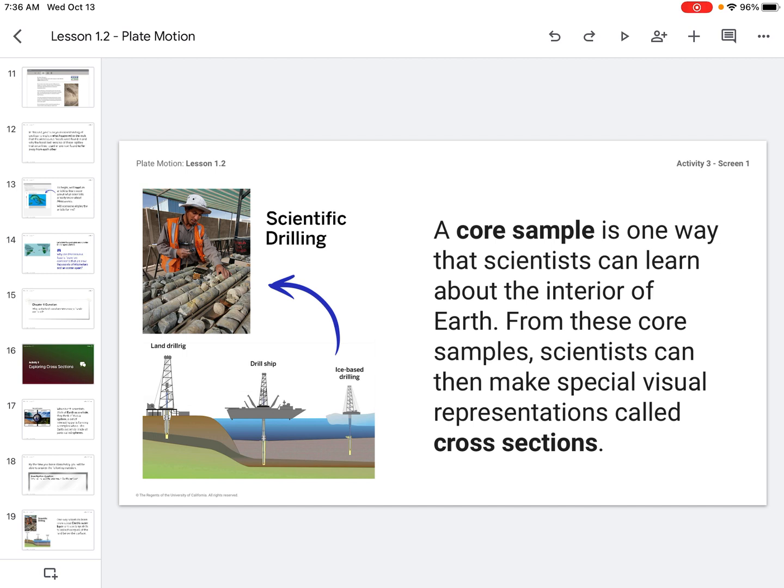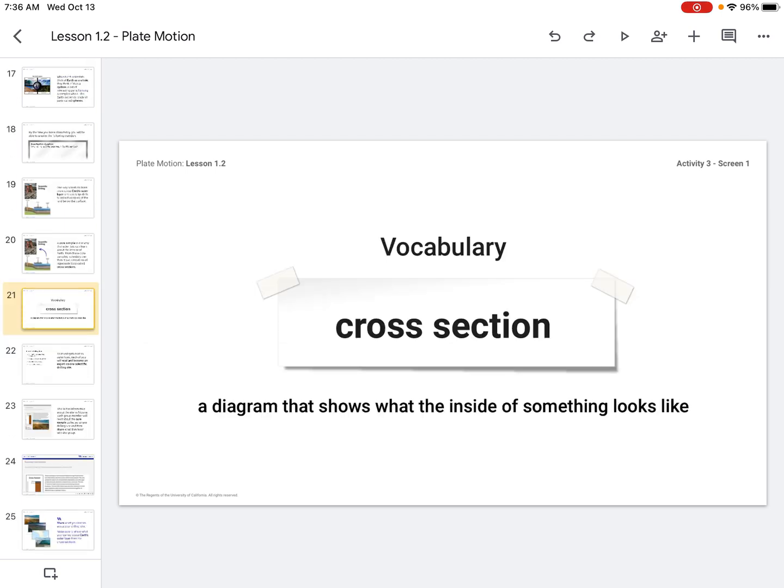So you could get a layer of ice, a layer of water, a layer of sand and sediment, mud maybe. But then ultimately, it's going to go down to that gray. And so what is that? That's what you guys are going to look at. The vocabulary word cross-section. This is a diagram that shows what the inside of something looks like.